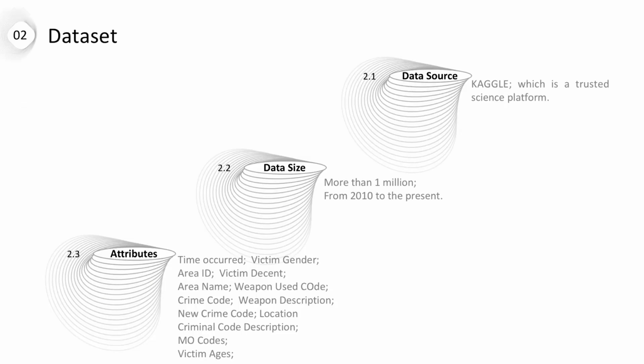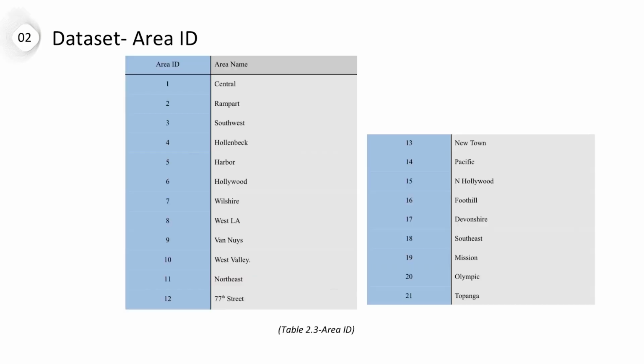We collect our data from a trusted data science platform called Kaggle, and our dataset size is more than 1 million records from 2010 to the present. The attributes of our dataset include time occurred, victim gender, area ID, victim descent, area name, weapon use code, crime code, weapon description, new crime code, criminal code description, MO code, victim age, and location. I'm going to give you a brief introduction of our important attributes.